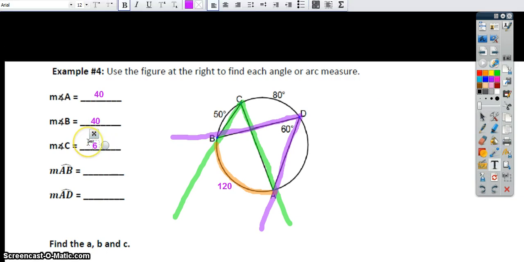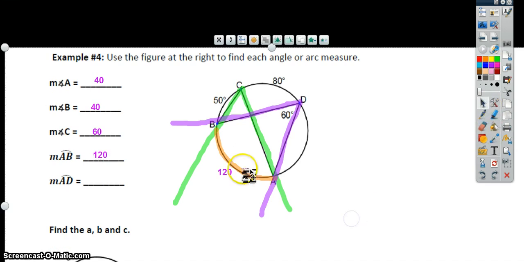So any two angles that intercept the same arc have the same measure. They're congruent. Okay, arc AB, we just said the measure of arc AB is 120. Measure of arc AD. Okay, let's see.